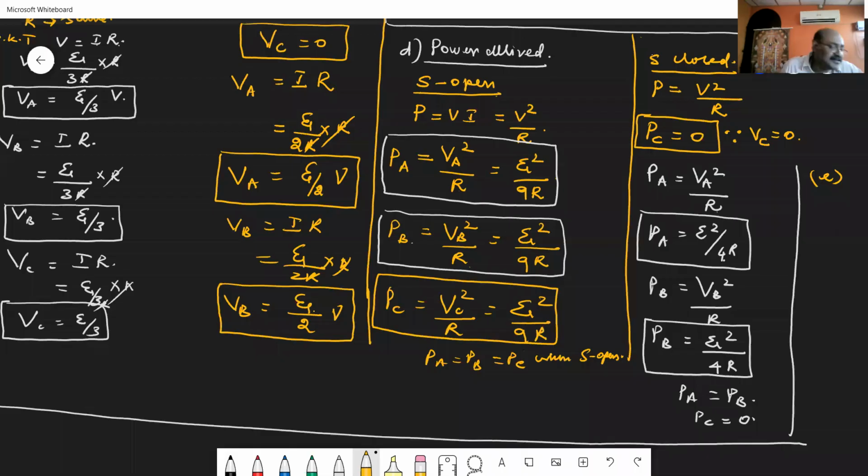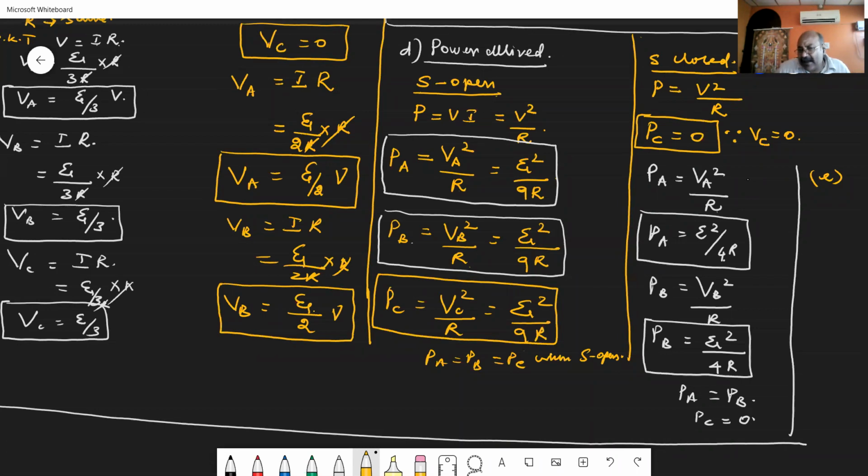Hope you understand. The question asks whether the power delivered to the circuit decreases, increases, or remains the same. See what happens, the total power increases. When the switch is open, we get total power as PA plus PB plus PC. When S is closed, total power is PA plus PB. Which one will be higher?